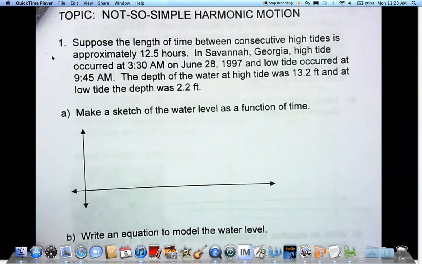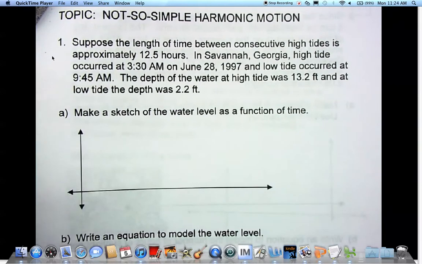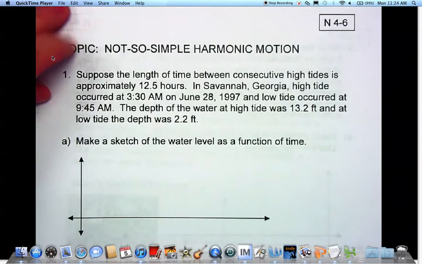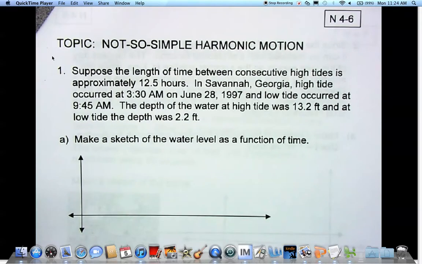Simple. It was simple because we did not move it left or right or up or down. We didn't shift it. Okay. These will be shifted vertically and/or horizontally. And what is this activity, note 4-6? Not so simple harmonic motion.